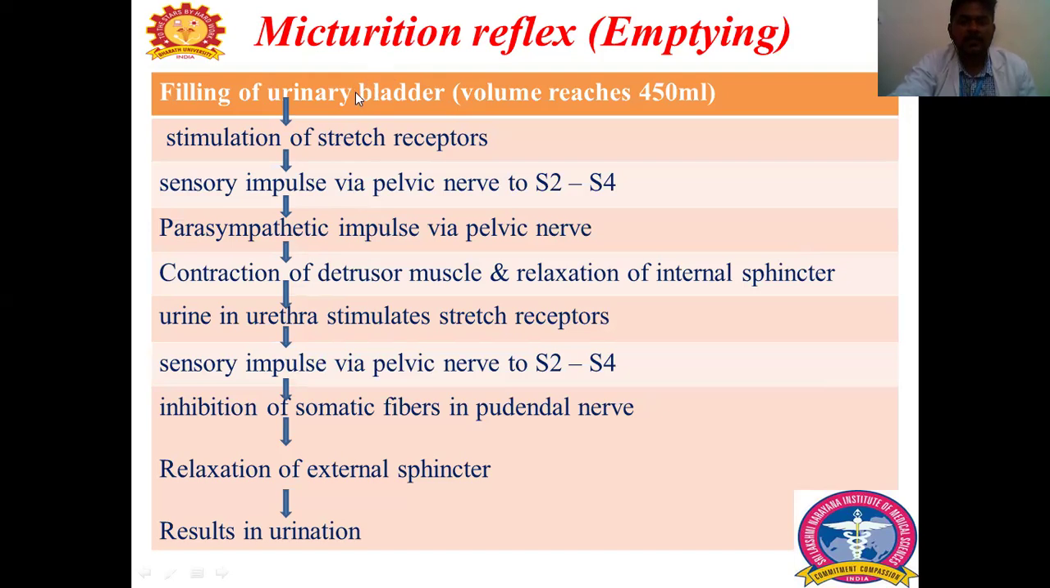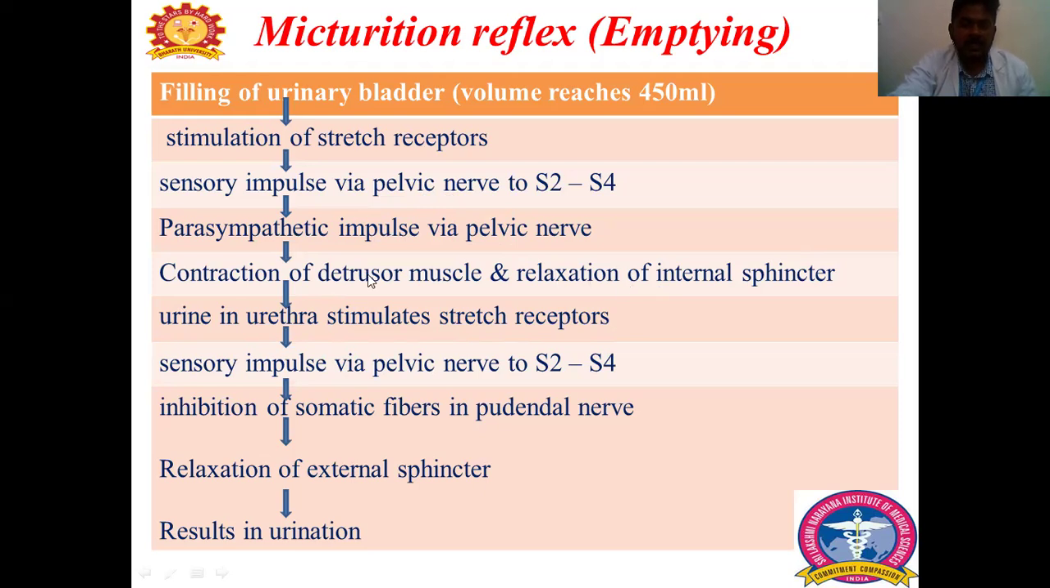So first, the stimulus for the micturition reflex to happen is filling of the bladder. When the volume reaches 450 ml, the bladder will stretch and will stimulate the stretch receptor. These stretch receptors will stimulate the pelvic nerve, the afferent pelvic nerve. This afferent pelvic nerve will stimulate the motor pelvic nerve, the efferent pelvic nerve. This efferent pelvic nerve will cause contraction of the detrusor and relaxation of the internal urethral sphincter.